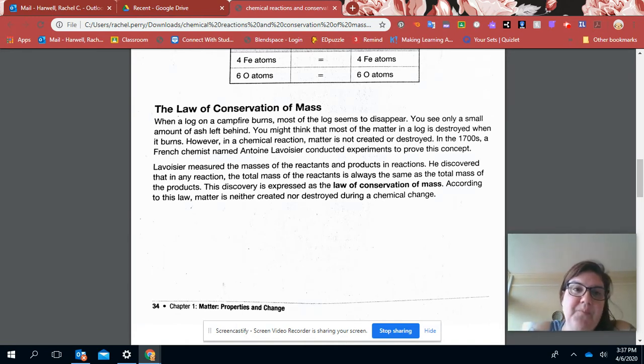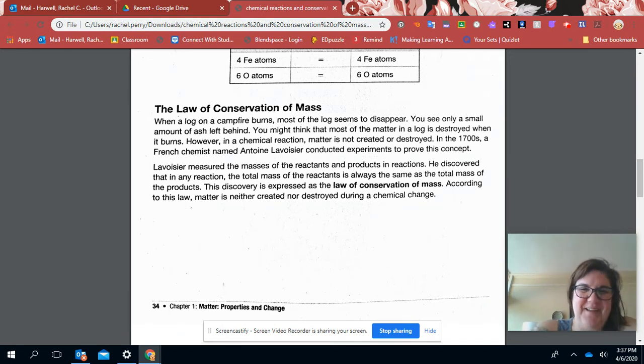All right, so the law of conservation of mass. When a log on a campfire burns, most of the log seems to disappear. You see only a small amount of ash left behind. You might think that most of the matter of the log is destroyed when it burns. However, in a chemical reaction, matter is not created or destroyed. In the 1700s, a French chemist named Antoine Lavoisier, I think that's how you say it, conducted experiments to prove this concept.